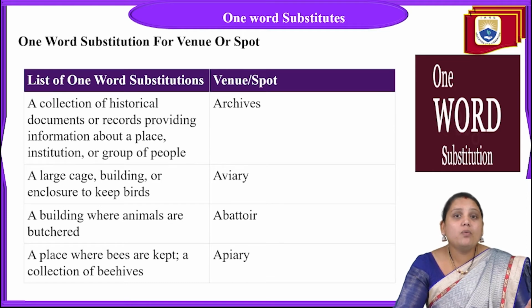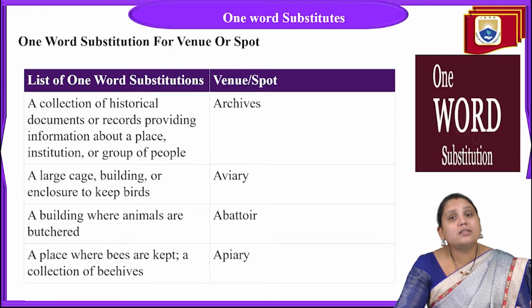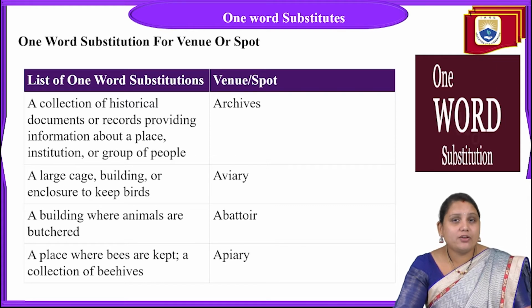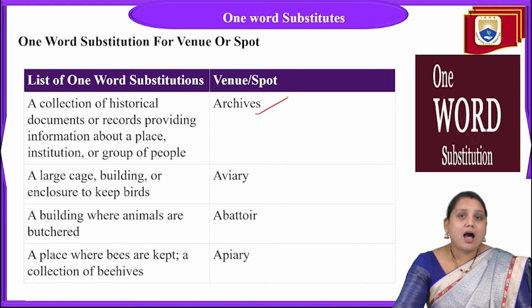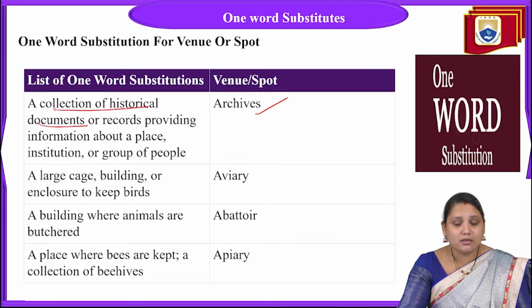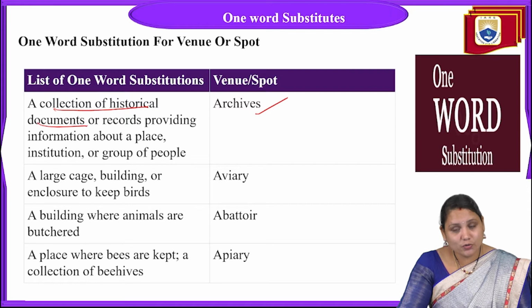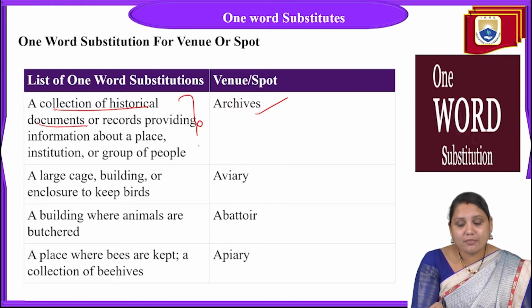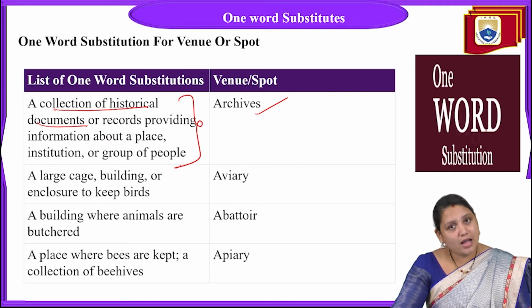Then comes one word substitution for venues or spots. Now, what are the one word substitutions for venues or spots? Now, a list of one word substitutions. Archives: a collection of historical documents or records providing information about a place, institution or group of people. It can be replaced with one word, archive.